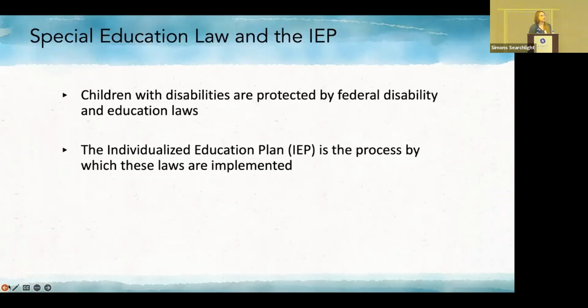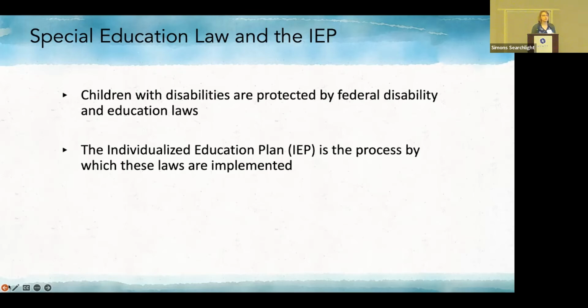Okay, so a quick background. I actually started out my career as a special ed teacher, and so this is an area that I still focus on a lot as a clinical psychologist to help families understand and navigate this process. Very quick background. Kids with disabilities are protected by federal disability and education law. So the first thing that I want families to understand about the IEP process is that it's a legal process at the end of the day.